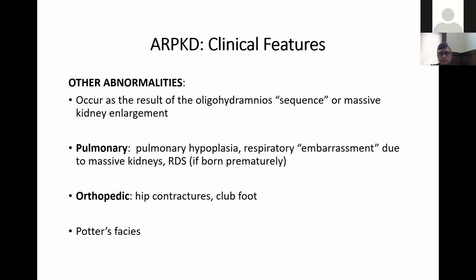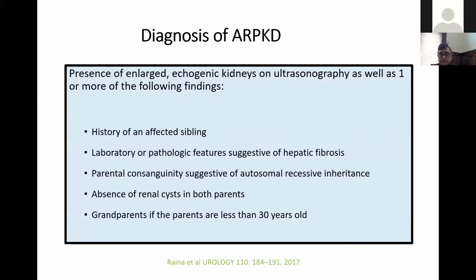Now, other abnormalities: you see oligohydramnios sequence or massive kidney enlargement, and pulmonary hypoplasia. That pulmonary hypoplasia is one of the determining factors for the patient's morbidity and mortality. And you get hip contractures, clubfoot, sometimes Potter's facies.